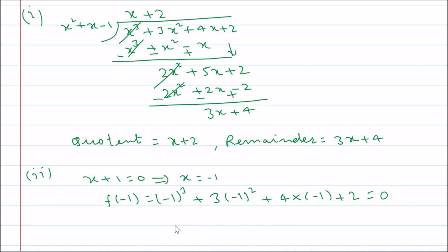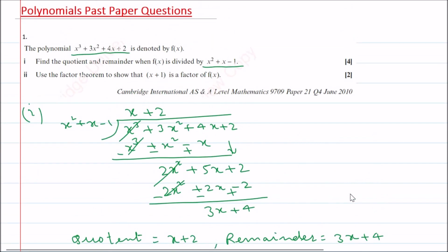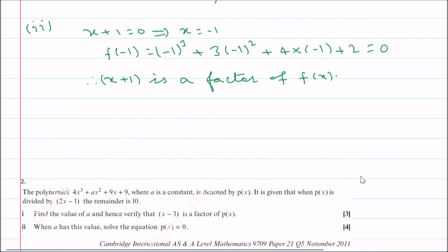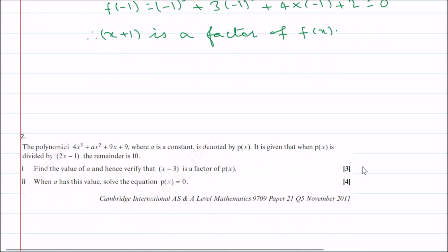Now, this shows that x plus 1 is a factor. Therefore, x plus 1 is a factor of f(x). We need to write. So we are done with this. Both parts solved. Let's go to the next part now. Question number 2.